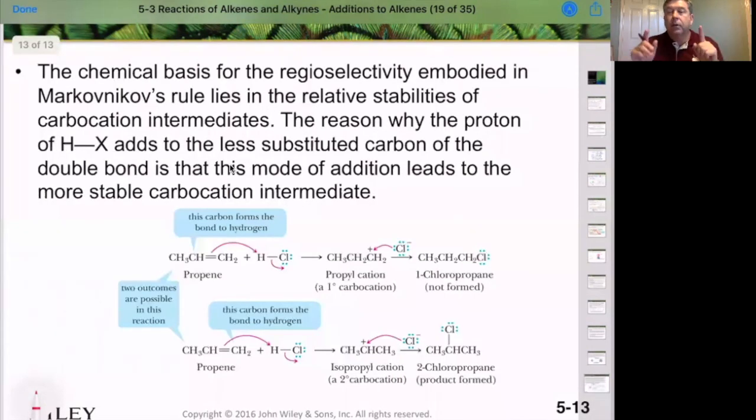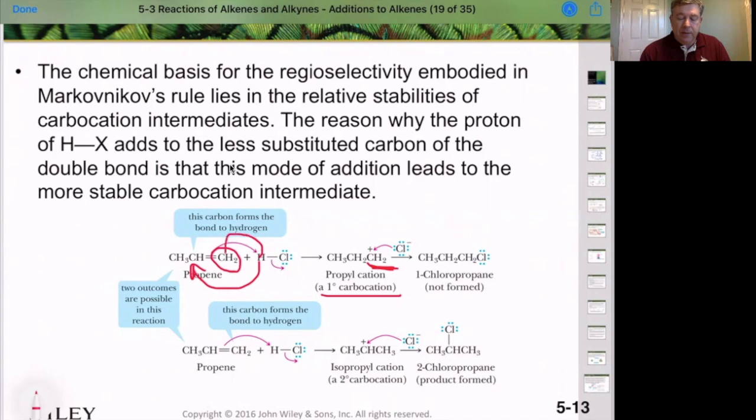Okay, now let's look back at Markovnikov's rule and why it works. Going back to that original compound we looked at, propene. If we added the hydrogen to this carbon over here, that would generate a primary carbocation. And that primary carbocation is not very stable. If we had that hydrogen instead add to this terminal one, we generate a secondary carbocation. Secondary carbocations are much more stable than primary carbocations. Therefore, this is the major reaction to happen, yielding our major product.